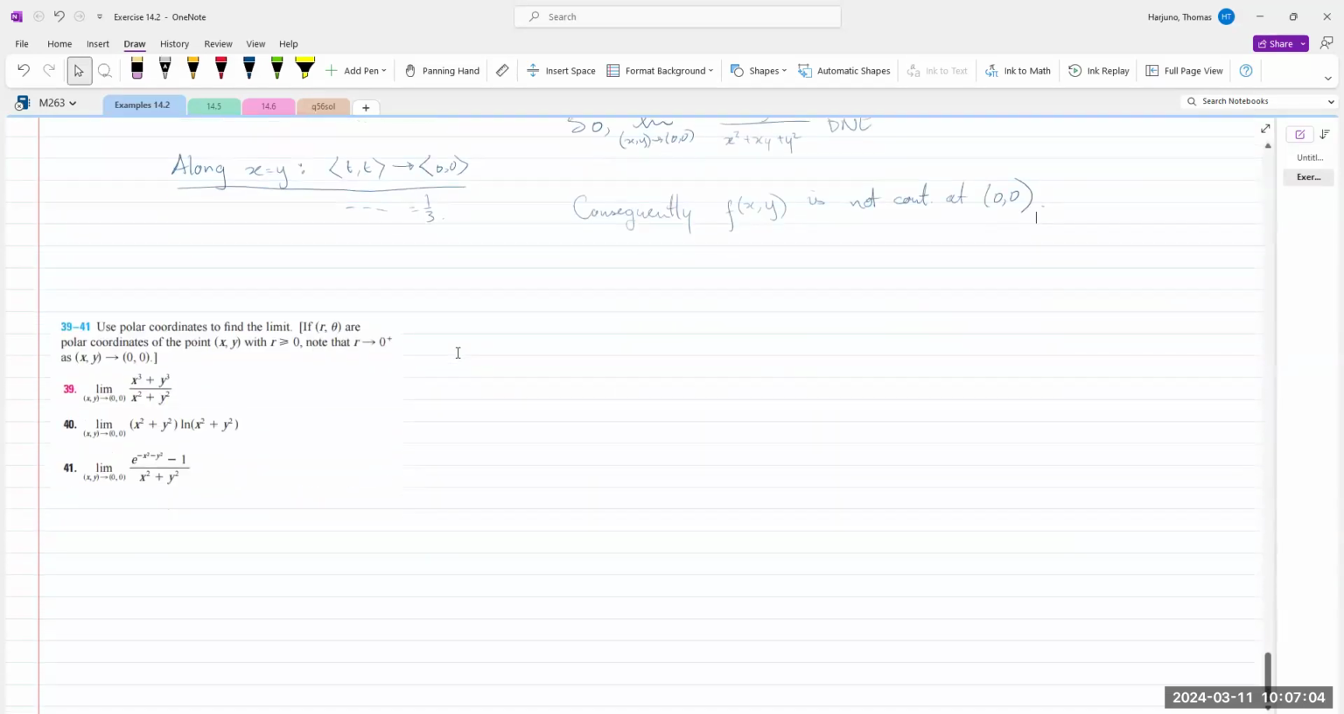That's number 38. Now, for number 39 to 41, we are actually using a new technique in which we squeeze using polar coordinates. So we replace x, y by r cosine theta, r sine theta. This goes to (0,0). In polar, it will be r goes to 0 from the positive side. The radius goes to 0 positive for every theta.